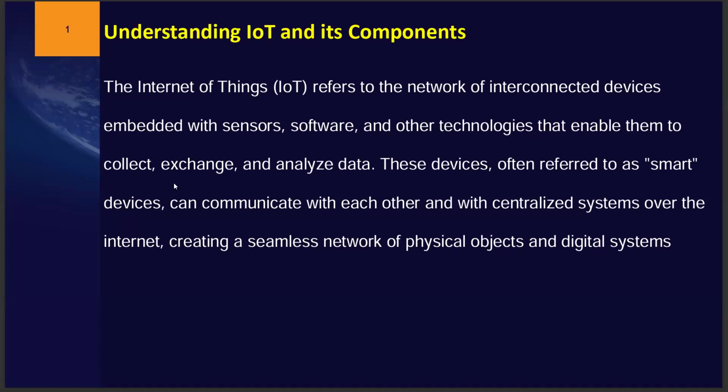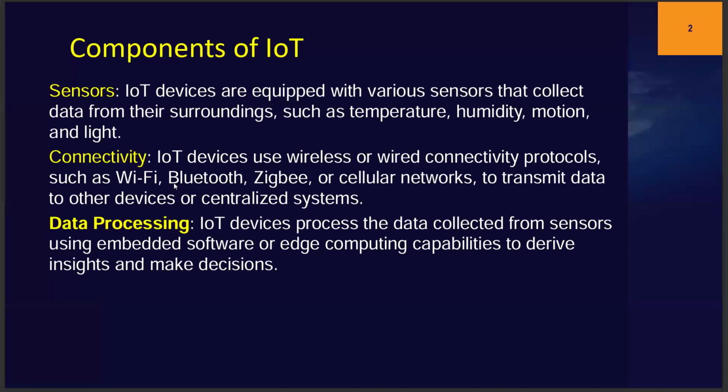Now, let us try to look at some of the components of IoT. Here we said we are understanding what IoT is, a network of interconnected devices embedded with sensors, software, and other technologies that enable them to collect, exchange, and analyze data. Remember that we are not looking at IoT in detail. Since we are looking at emerging technologies, our goal is just to have an understanding of IoT. When you have the understanding, then we can look at how we can approach some of those questions with IoT.